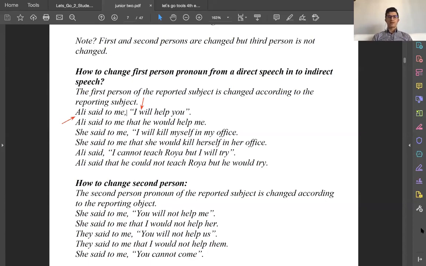Ali said to me is the reporting speech, and I will help you is the reported speech. If you have the first person in the reported speech, the first person is changed according to the subject of the reporting speech. Ali said to me that, so we have first person here, and first person is changed according to the subject. Ali said to me that he would help me. So the subjective pronoun for Ali is what? He, okay? He would help me.